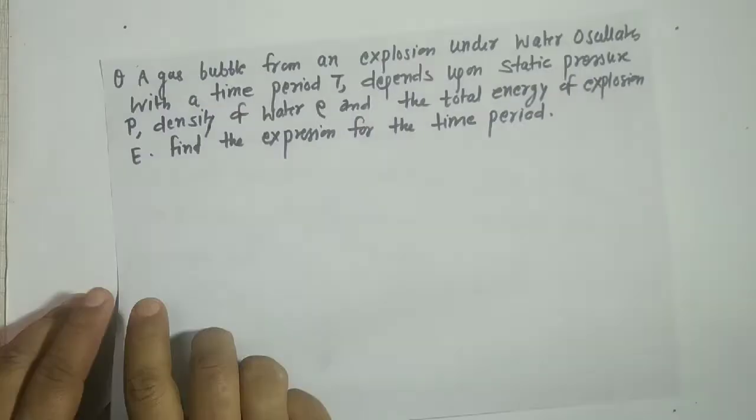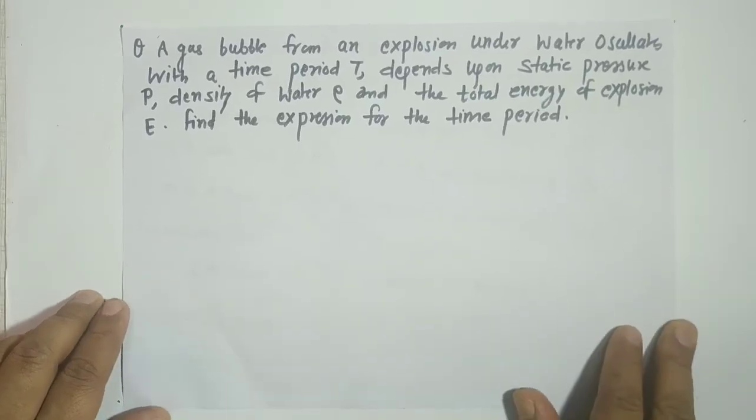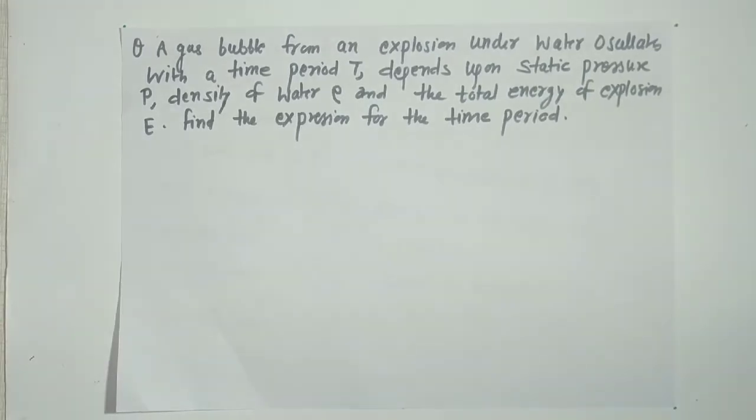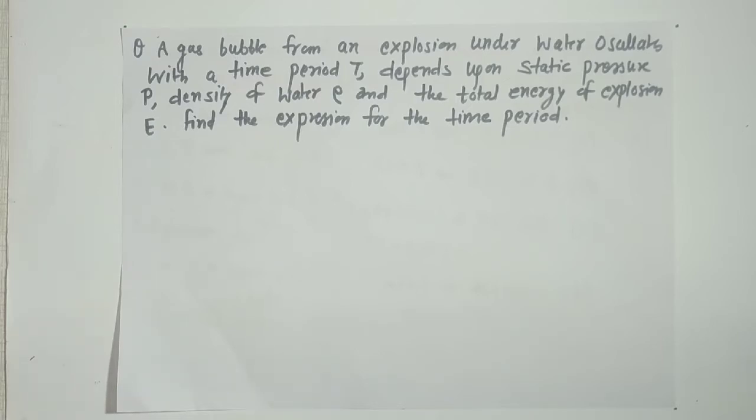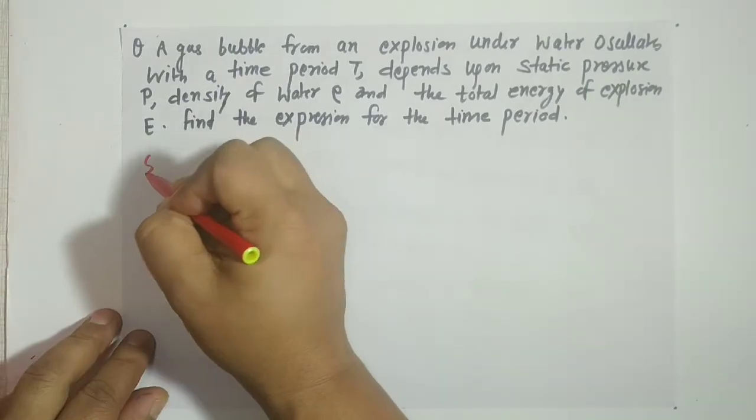Okay. So this is the next question. Now the next question is related with what? The dimensions. And this question is that a gas bubble from an explosion underwater oscillates with a time period T, and it depends upon static pressure P and density of water rho. Then you have to find out the total energy of the explosion, and find the expression for time period. Now this question is related with dimensions. Okay, so we'll solve it.